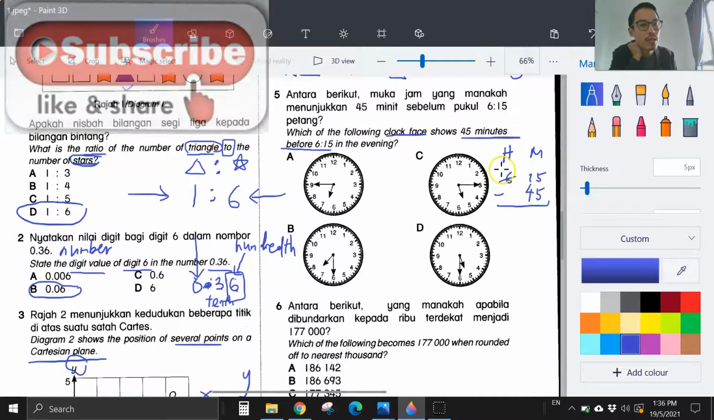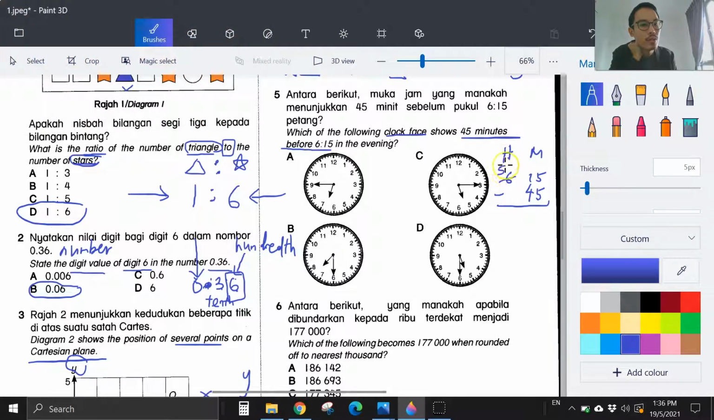You borrow 1 hour, this one minus 1. Now you borrow 1 hour, you get 60 minutes, because 1 hour is 60 minutes. So 15 plus 60 is 75. And then you minus. So your answer is 5:30. So 5:30 is 45 minutes before 6:15.